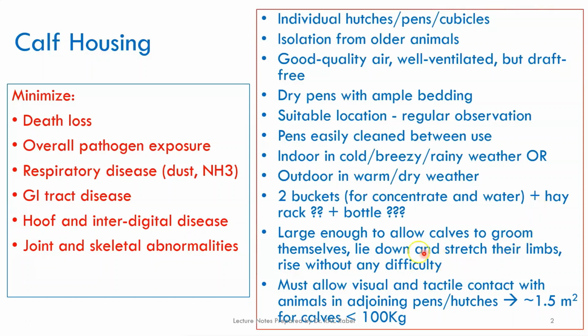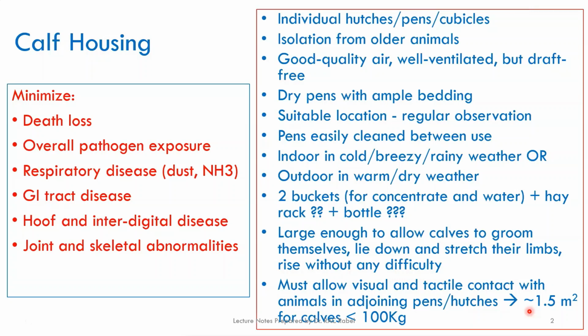Right now, they have to be large enough to allow calves to turn around, lie down, stretch their limbs, and all that. But at the same time, making them extra large, unnecessarily large, adds to the cost, space, and all that. So that is not necessary, right? Usually we recommend about a 1.5 square meter calf pen area. So I'll go into the details on that. So that comes to about 3.5 feet by 4.5 feet approximately.